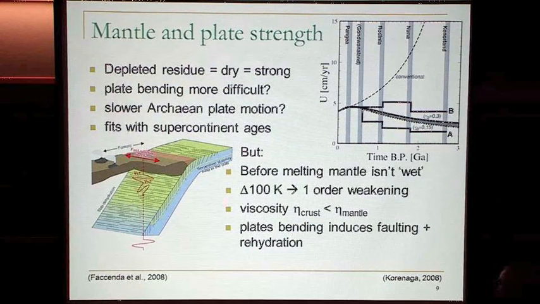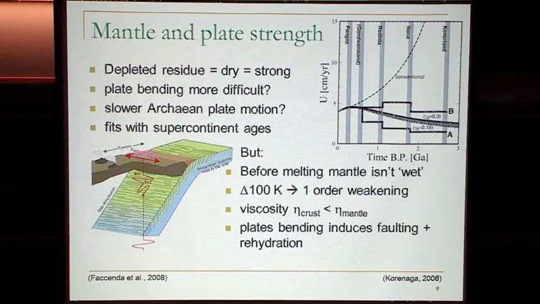The opposite view is that actually plates become weaker over time. There's several reasons to assume that that is actually the case, but the most important one is probably that if you just simply warm up material by say 100 degrees, it would weaken it by roughly an order of magnitude. So 200 degrees, 2 orders of magnitude. That significantly adds up to the weakness of material.